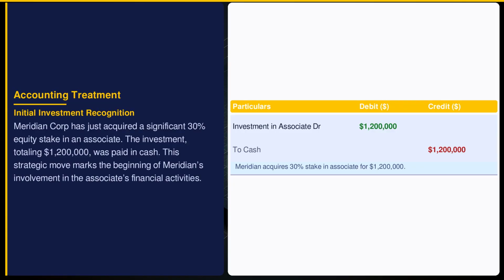Recognizing the initial investment is pivotal, as it sets the foundation for using the equity method. ASC 323 mandates this treatment when significant influence is established. Meridian debits investment in associate and credits cash, reflecting its substantial $1,200,000 commitment. This impacts the balance sheet by increasing assets without affecting liabilities.